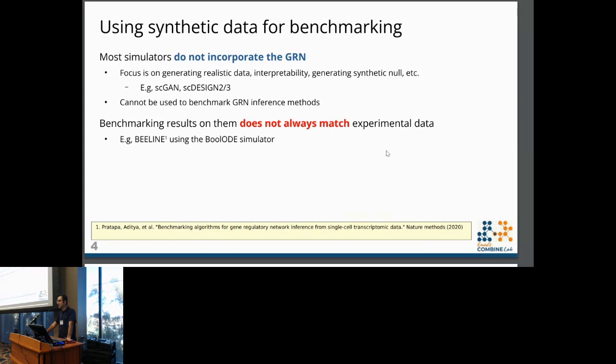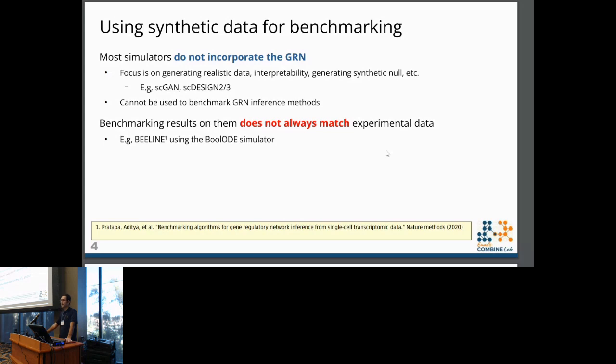Now, there are very few simulators such as BoolODE that actually do incorporate the GRN. BoolODE was used by a study called Beeline to benchmark a number of GRN inference methods. And Beeline also benchmarked those same methods using experimental data, but they found that some of the best performing methods on simulated data were the worst performing ones on the experimental data benchmarks. So that's a gap that we want to close.